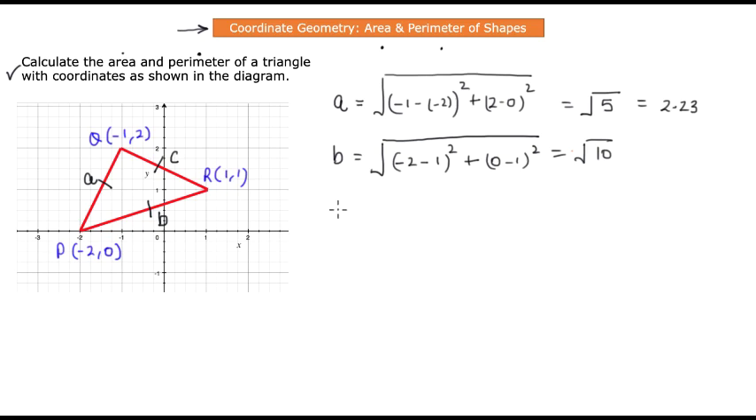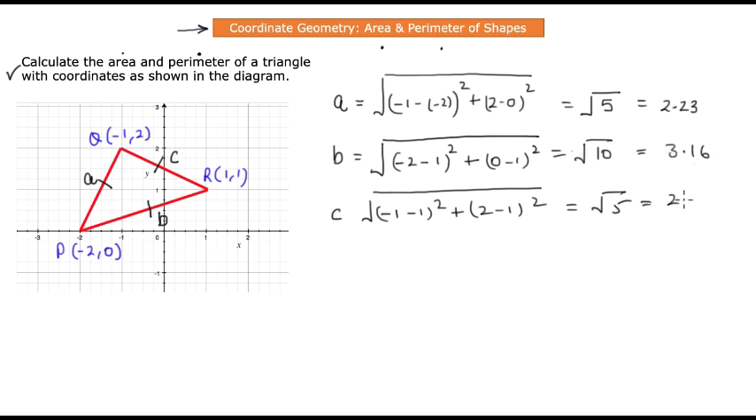And then you have the side length C, which is the distance from Q to R. It will be using the same principle: -1 minus 1 squared, plus 2 minus 1 squared, and that will be the square root of 5. So let's solve these radicals and say that the square root of 10 is equal to 3.16, and the square root of 5 is equal to 2.23. We already have it here.